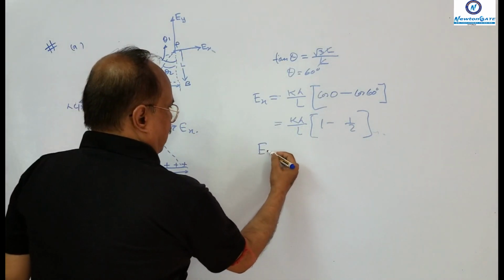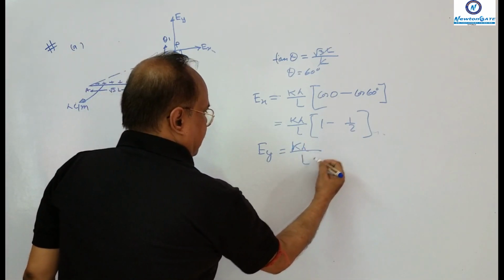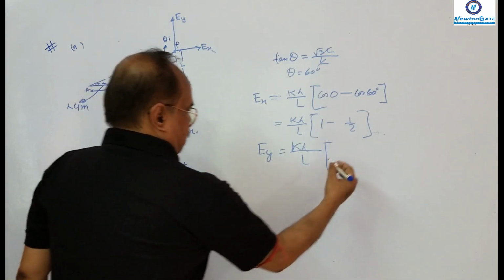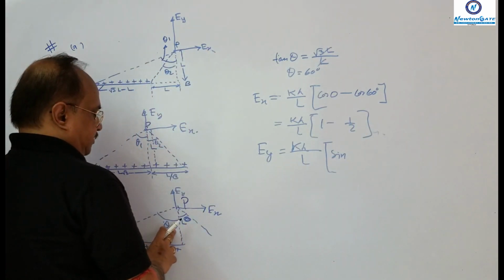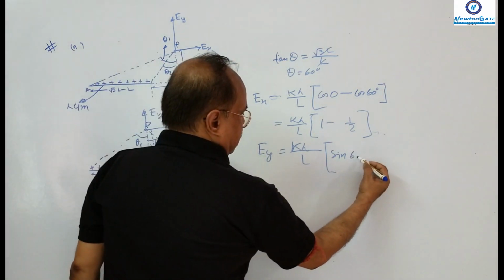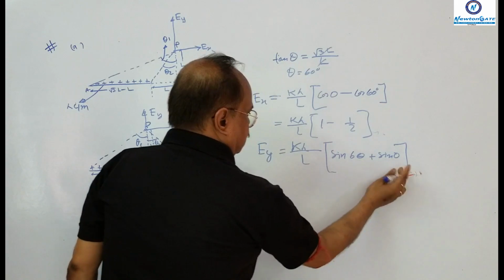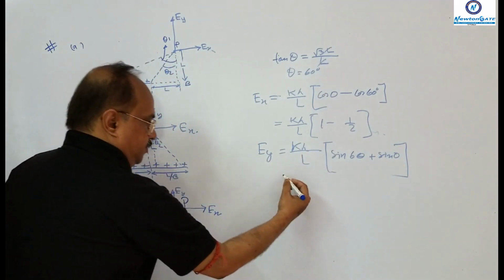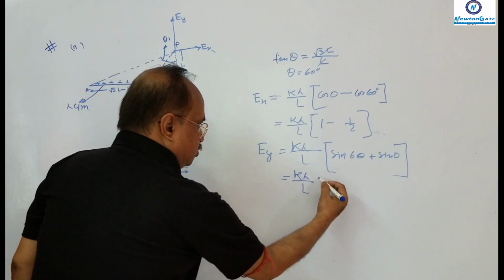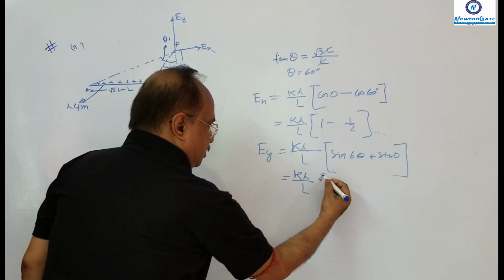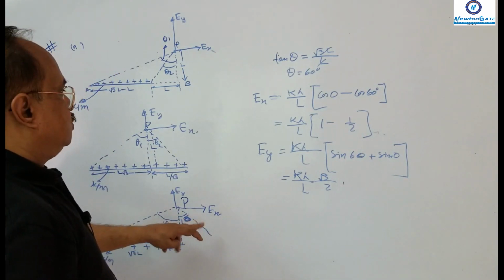Next, Ey will be equal to k lambda by L, in the same way, into sine theta 1. Theta 1 basically will be 60 degrees, plus sine 0. So sine 0 is 0, sine 60 will give k lambda by L into root 3 by 2. So that's all for these two sums.